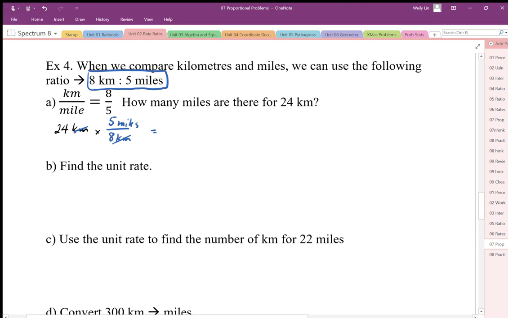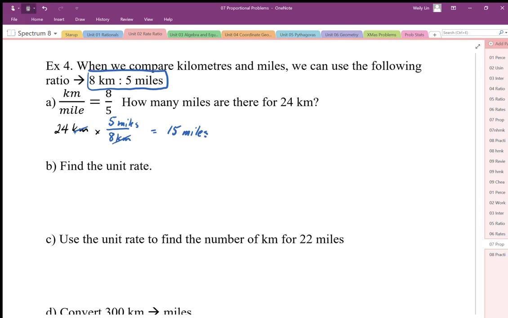Let's see what that is. 24 times 5 divided by 8. We get 15 miles. So this is equal to exactly 15, and we know the units are correct because those are the units that get left over. So we have 15 miles.